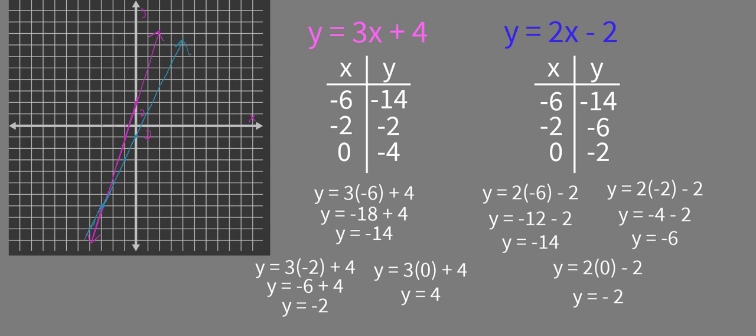And where the 2 lines intersect, that is the solution to the system of equations. So the solution is (-6, -14).